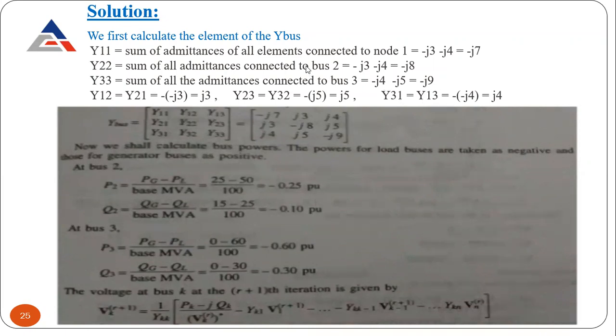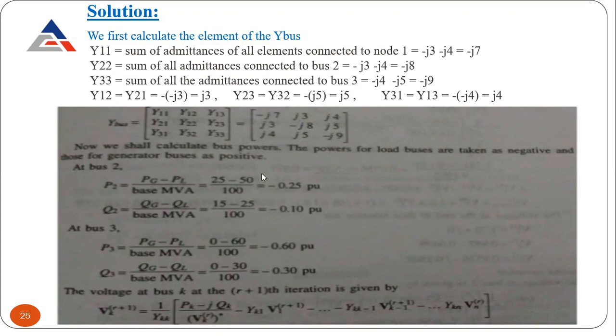And one thing, just see here that we are writing the Y bus by direct observation method. Okay, we are not applying any singular transformation or step by step. We are just writing the Y bus by direct observation. So this becomes our Y bus matrix.